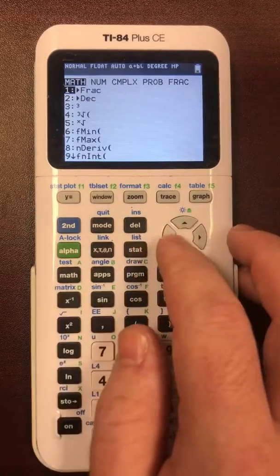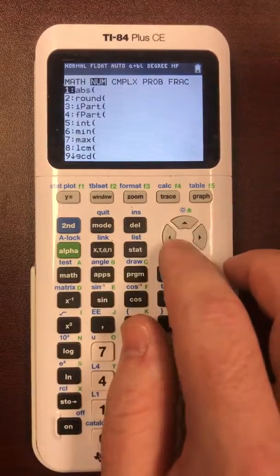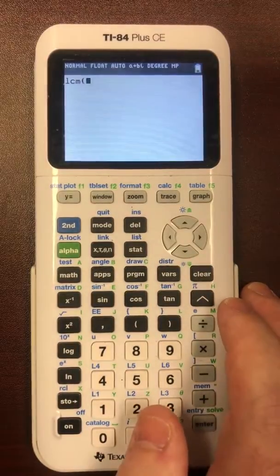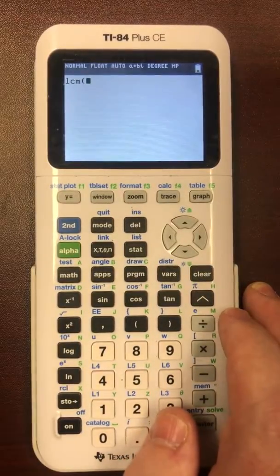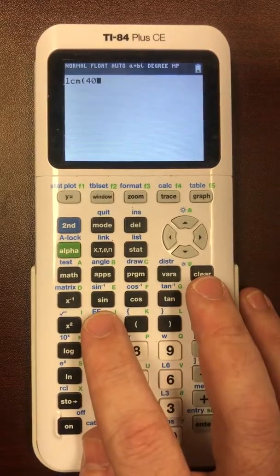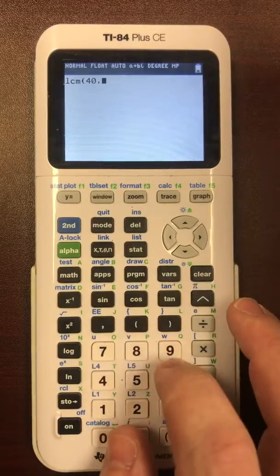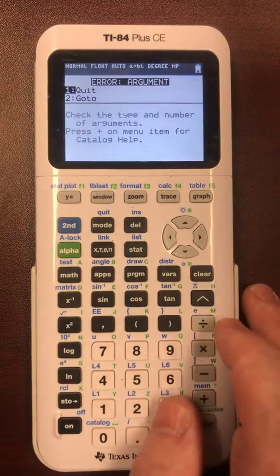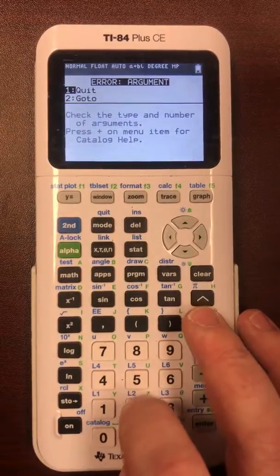More importantly, is least common multiple. So you hit the math menu, go to num, and then go to LCM. What if they ask us what is the least common multiple of 40, 60, and 80? Or let's do 40, 60, and 70 to make it more fun. So 40, 60, and 70, we might think, oh, I can do all three numbers. And there's the problem. The calculator is not built to do that.